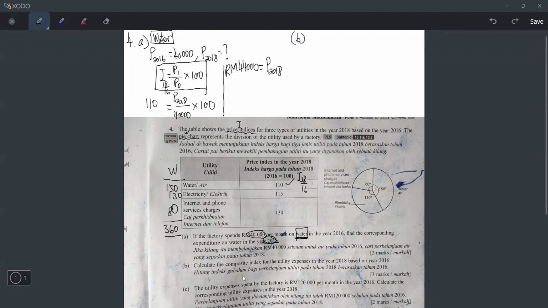I'm being too slow because this one you are supposed to know already, since I taught it last class. I'll go faster. Calculate composite index. Composite index is the I bar. So I definitely use the sum of IW over sum of W formula. I'll put it in a box like that. And then for the utility expenses in the year 2018 based on 2016, I'm finding the I bar for 18 over 16.